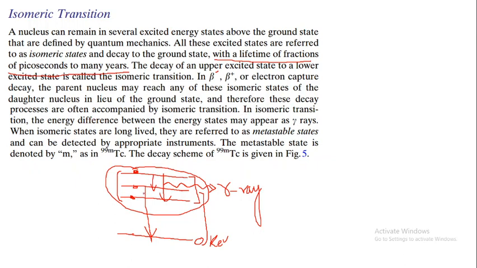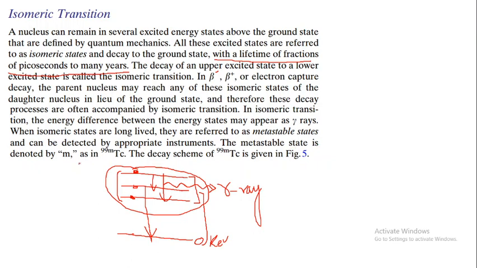So define isomeric transition: it means the movement, a change inside the nucleus from isomeric state to ground state. So this is called isomeric transitions. In isomeric transition, the energy difference between the isomeric states and the ground state may appear as gamma rays. When isomeric states are long-lived, they are referred to as metastable states. If it is in picoseconds, then it is not metastable. But if it stays in this state for a long time, like hours to years, then this state is called metastable state and can be detected by appropriate instrument.